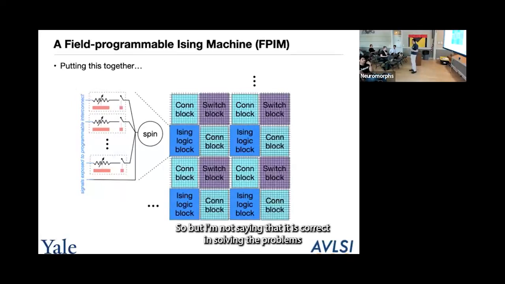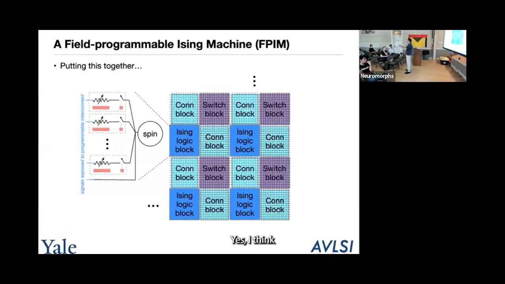Okay? But that's not saying that it is correctly solving all the problems, because I can always come up with a problem that it's not going to solve, right? So the question is, how good is this when you're trying to map Ising problem instances? And that's what I'm going to show you in the rest of the talk.